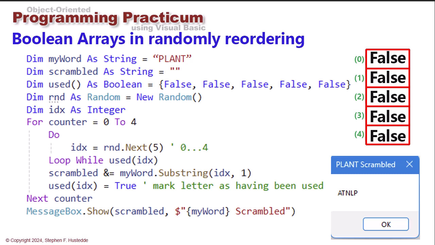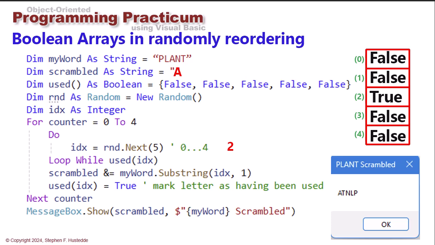In my for loop, I'm going to go through 5 times, 0 to 4, and then the do loop, we're generating a random number, and let's say we generate a 2. Loop while used element idx. So idx element 2 is false. So that's not true. It's going to go on into the next line, which is scrambled equals myword.substring. In this case, idx 2, that's our A, and we take one character. Scrambled now equals A. I'm going to set used idx element 2 to true.